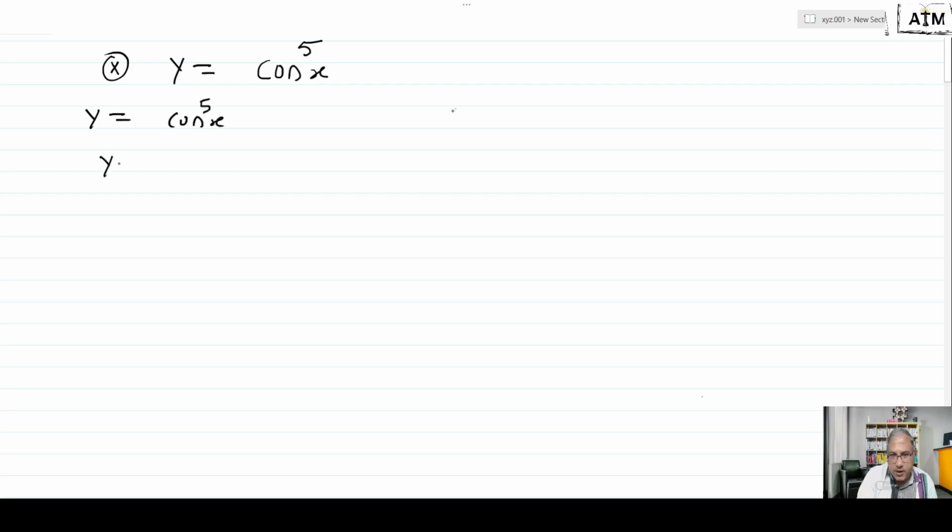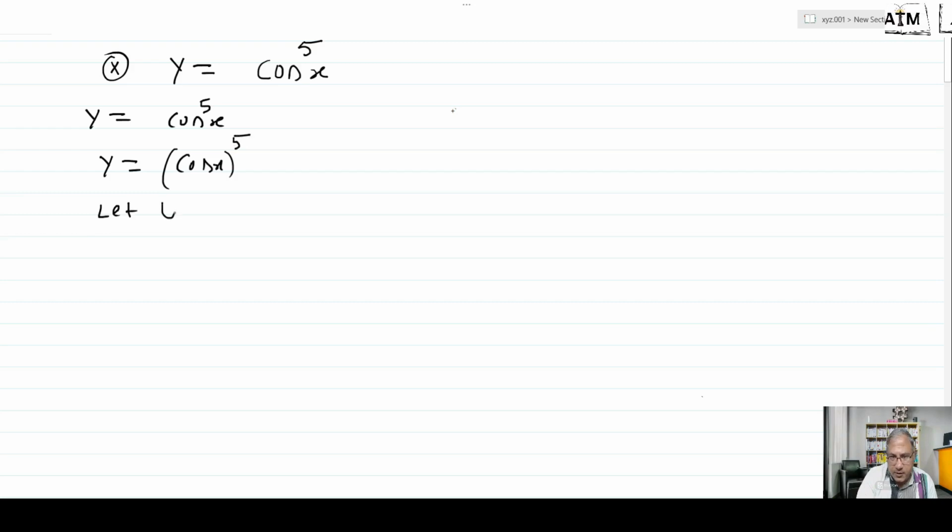Next problem, y equals cos raised to, suppose, 5x. There can be any number. You need not bother about what number is there. For every number, the procedure is the same, provided here is a trigonometric function and the power is some number. So y equals cos raised to 5x. That can be written as y equals cos x whole raised to 5.